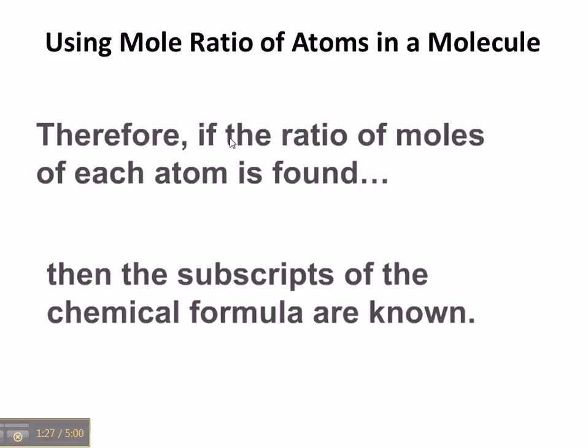That's key. So if we know the ratio of moles of each atom, then we can go back and calculate the subscripts of the chemical formula. So we use the mole ratio of atoms in a molecule to figure out the empirical formula.